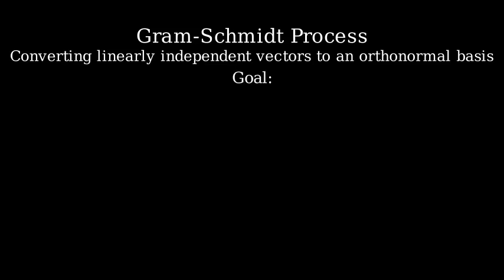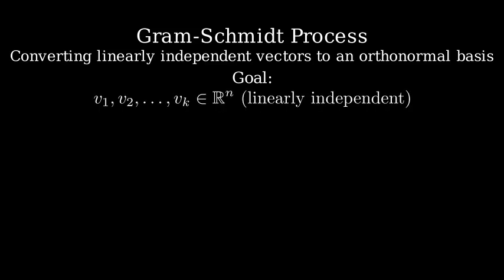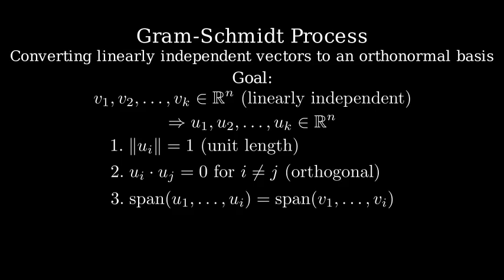First, let's clarify our goal. We start with a set of linearly independent vectors v_1, v_2, up to v_k in R^n. We want to transform these into a set of orthonormal vectors u_1, u_2, up to u_k that satisfy three key properties.